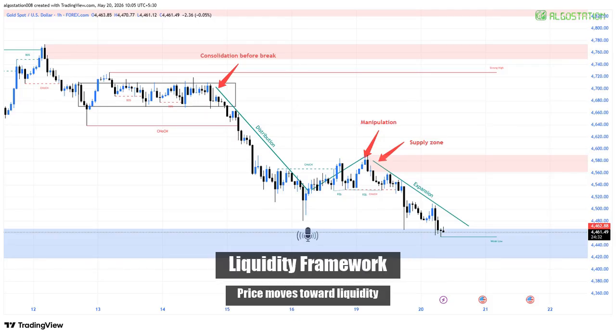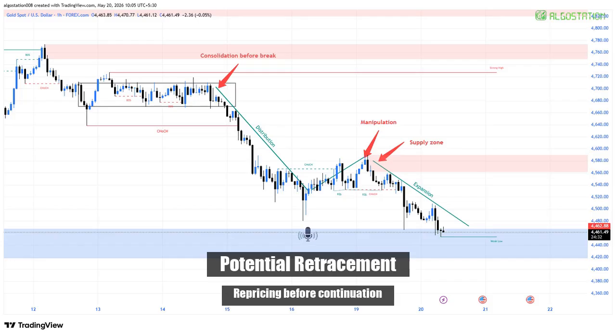Professional traders don't predict markets emotionally. They react to liquidity. Right now, price is trapped between a higher time frame supply zone above and vulnerable liquidity below. If institutions decide to rebalance inefficiencies, gold may retrace upward into premium pricing before continuing lower. This is how smart money creates optimal entries.